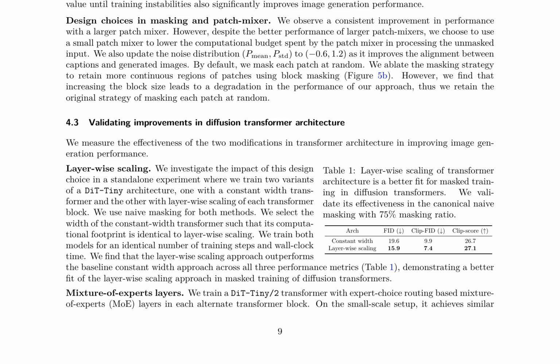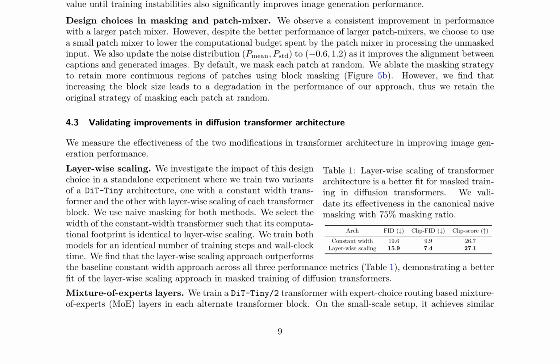The authors validate the effectiveness of two modifications in the transformer architecture: layer-wise scaling and mixture of experts, MoE, layers. They find that layer-wise scaling outperforms the baseline constant width approach across all three performance metrics.